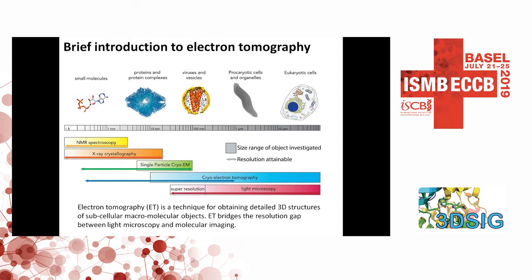Currently there are people trying to predict the structures, but now people also try to see what it really is. So electron tomography is a technique to obtain detailed 3D structures of subcellular molecular objects. It bridges the resolution gap between light microscopy and molecular imaging techniques like X-ray.